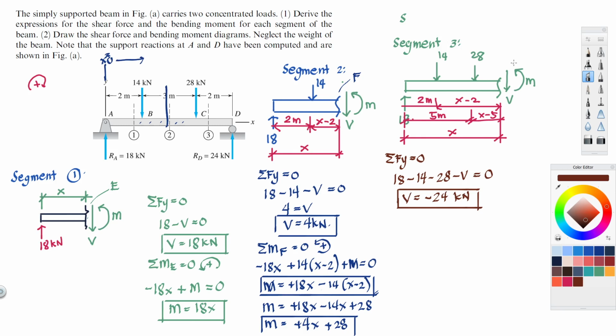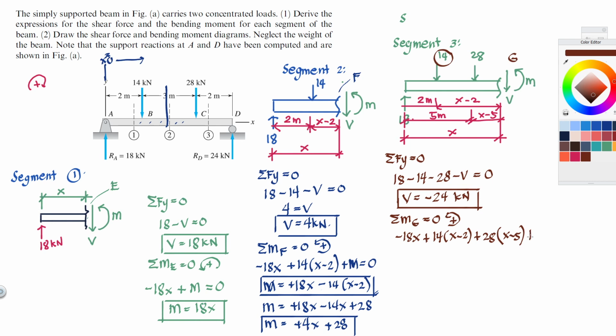And lastly, I should take, at G, so I will name that G. Summation of moment about G should be equal to 0, and counterclockwise would be positive. So negative 18, again x from that point, and then plus, for this 14, the moment arm from here is x minus 2. Then I have 28, and this time its distance from that is x minus 5. And I have here plus M equal to 0 for this M.